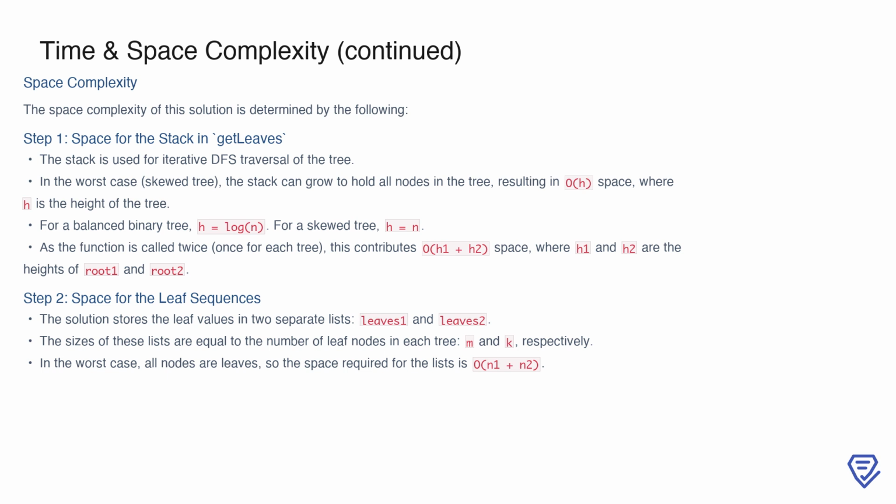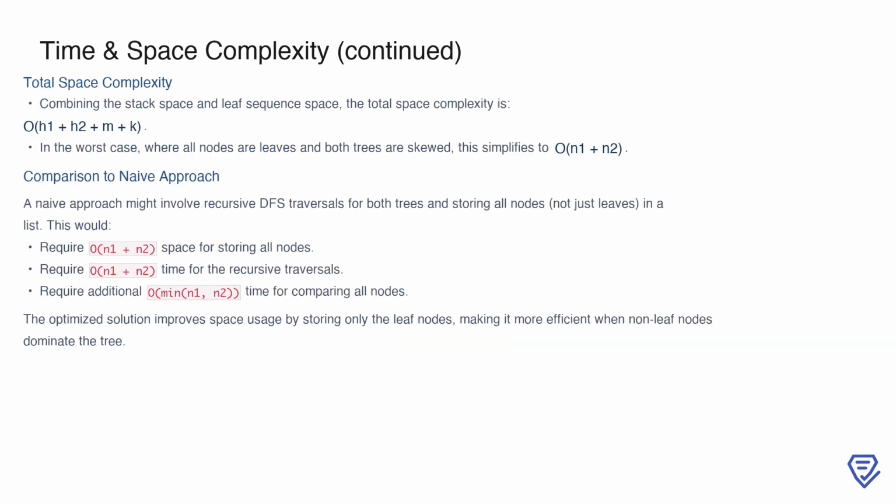In the worst case, all nodes are leaves, so the space required for the lists is proportional to O(n1 plus n2). Combining these components, the total space complexity of the solution is O(h1 plus h2 plus m plus k). In the worst case, where both trees are skewed and all nodes are leaves, the height and the number of leaf nodes for each tree are proportional to the total number of nodes. As a result, the space complexity simplifies to O(n1 plus n2).